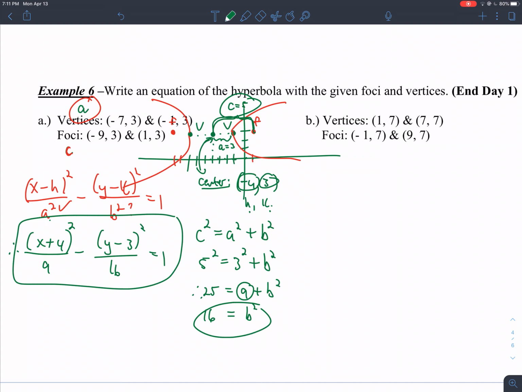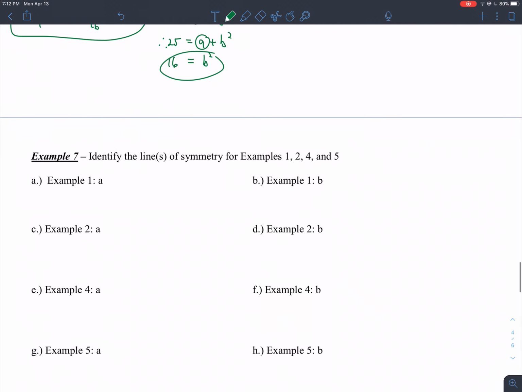Okay? Again, drawing the picture really makes this much easier. There are people who can do that in their head very easily, but it's always a risk, especially on an assessment. I wouldn't risk that. I would just draw the picture. Okay? So that's example 6.